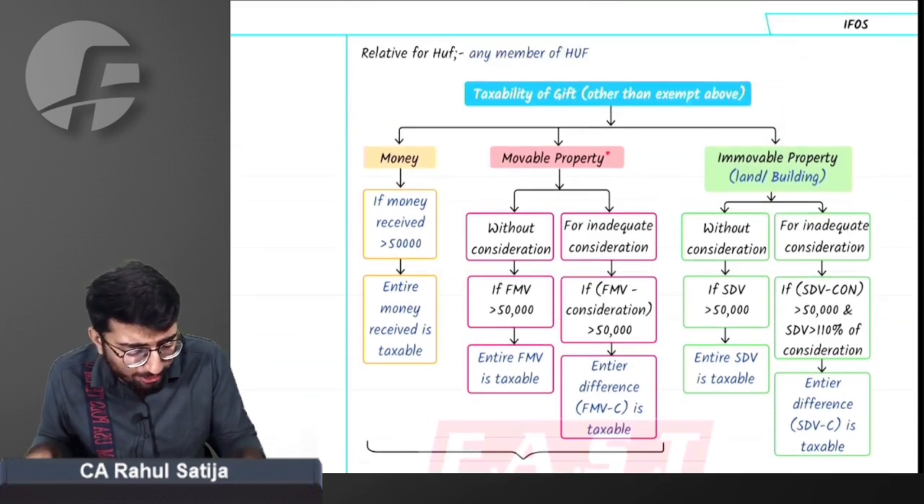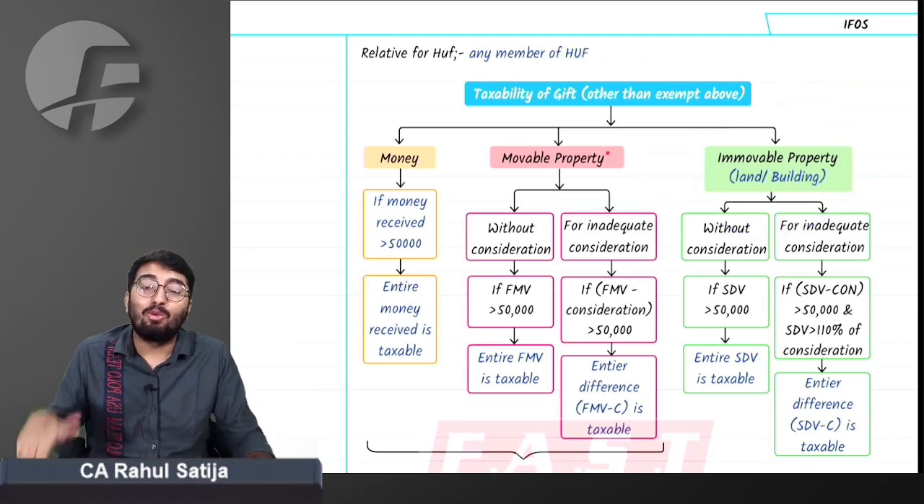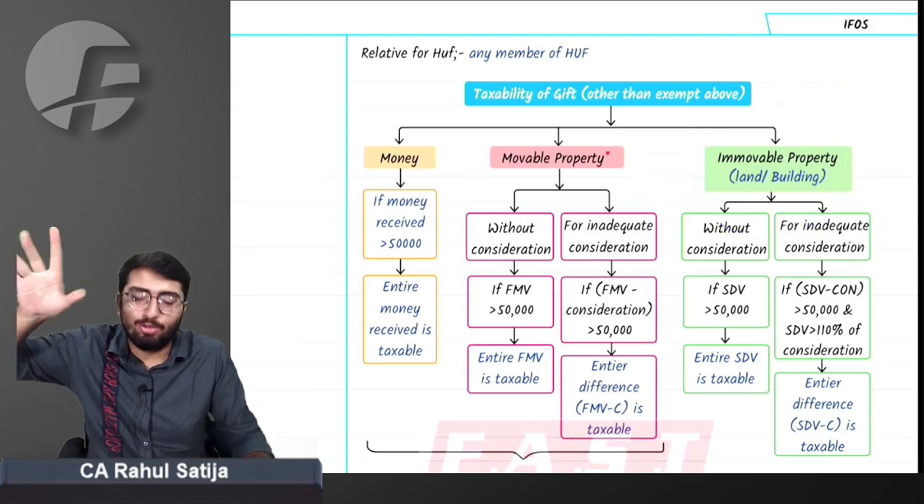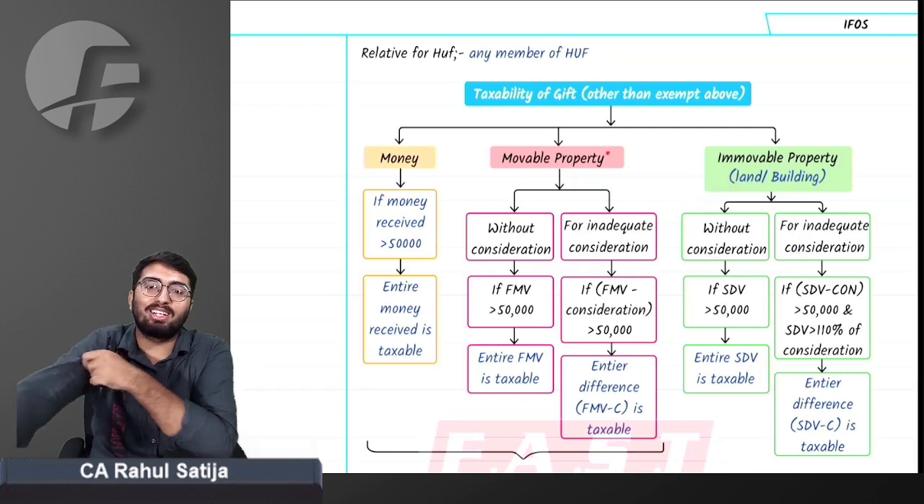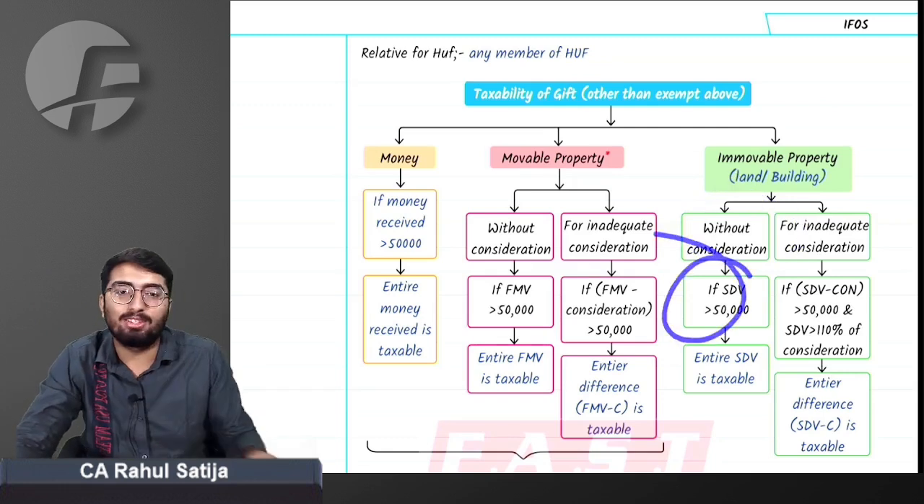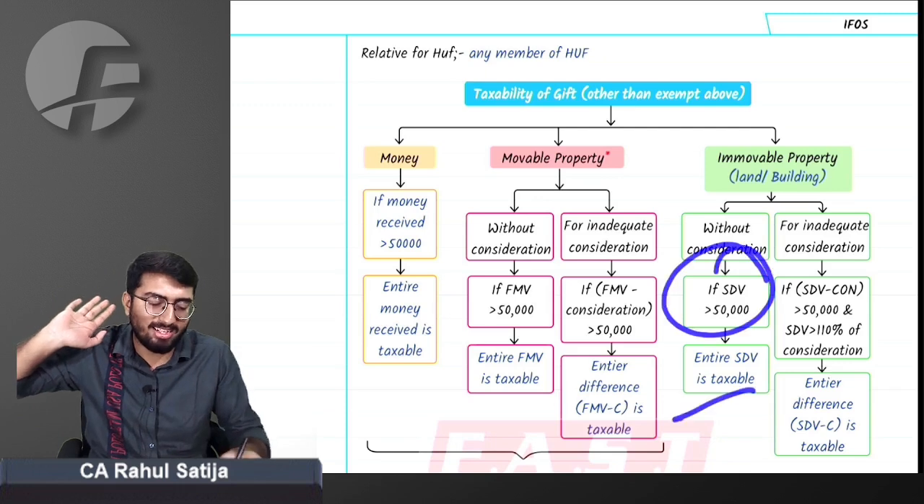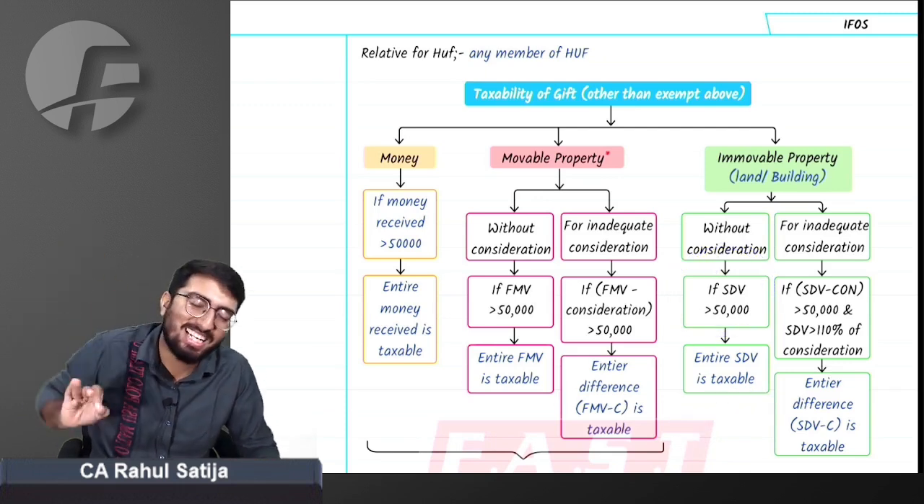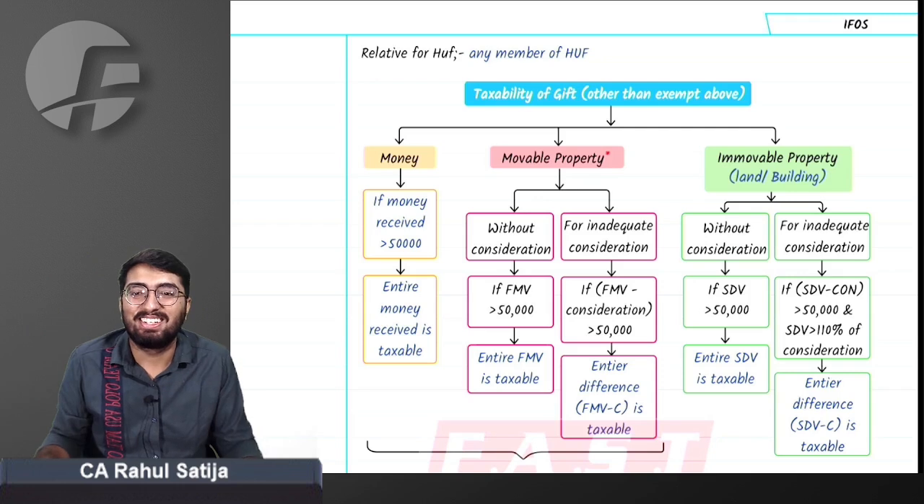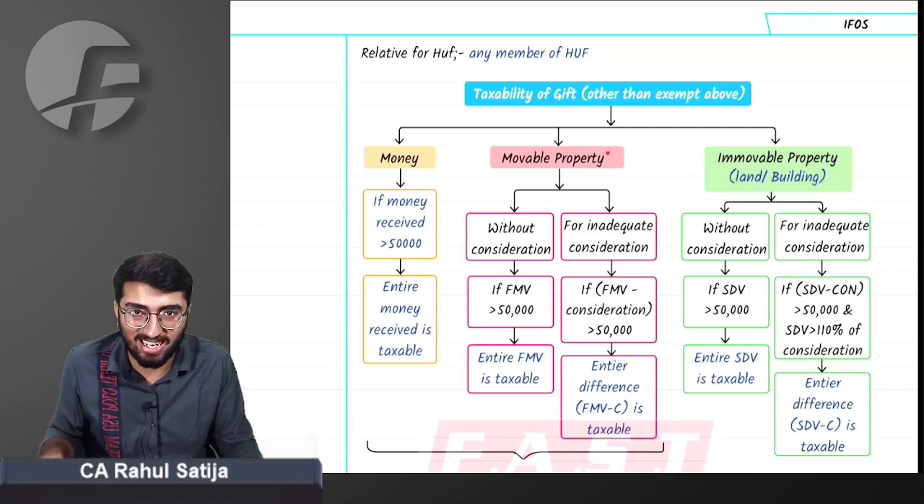So what if I gave Shraddha a property? Provision says if you give any property without consideration and SDV of such immovable property, such land or building, is greater than 50,000, then entire SDV will be taxable in her hands.